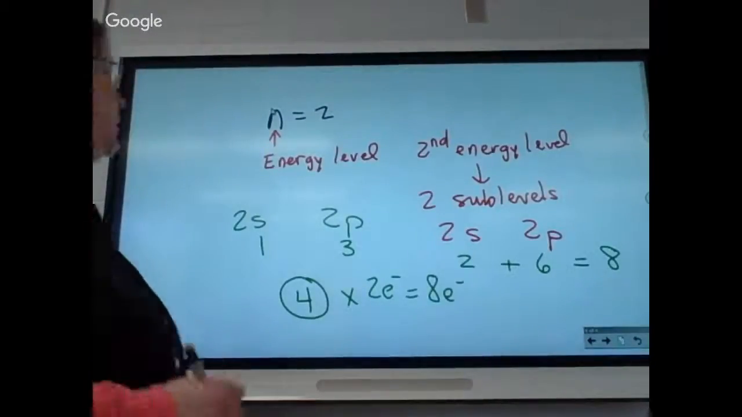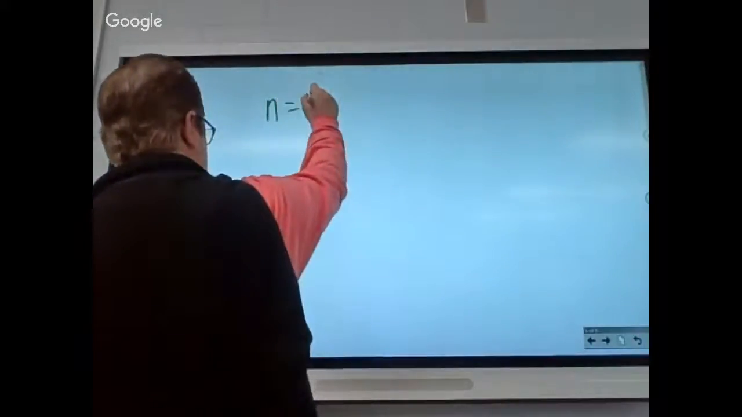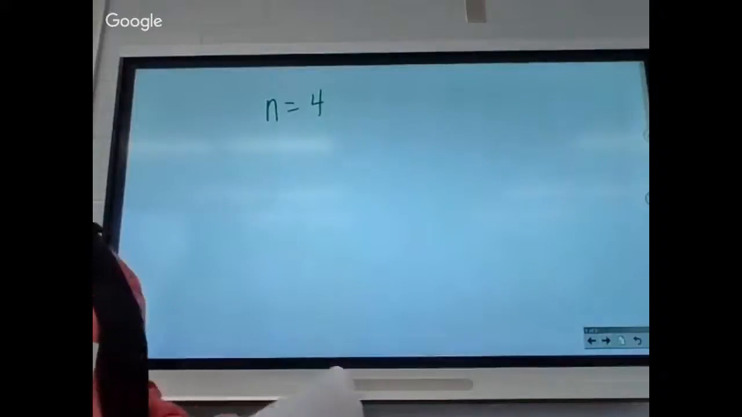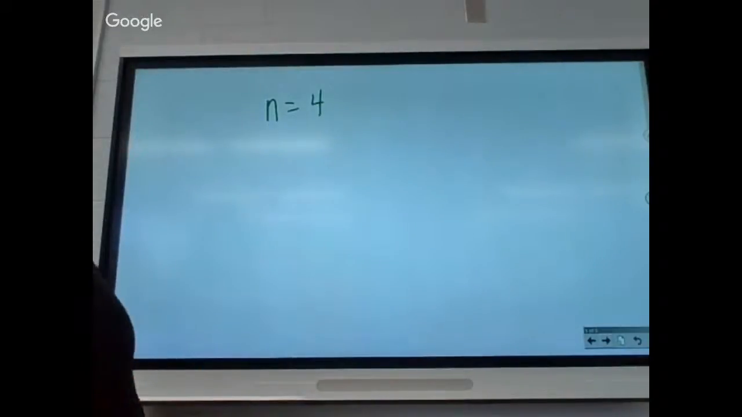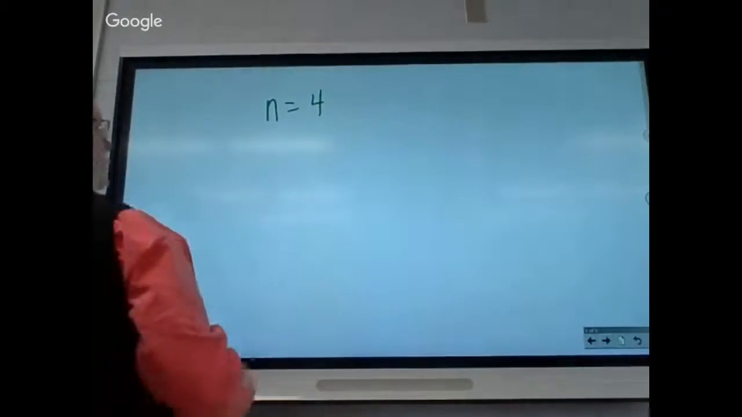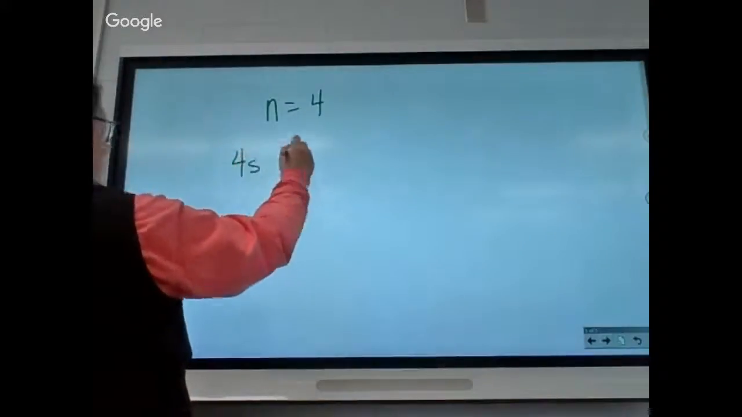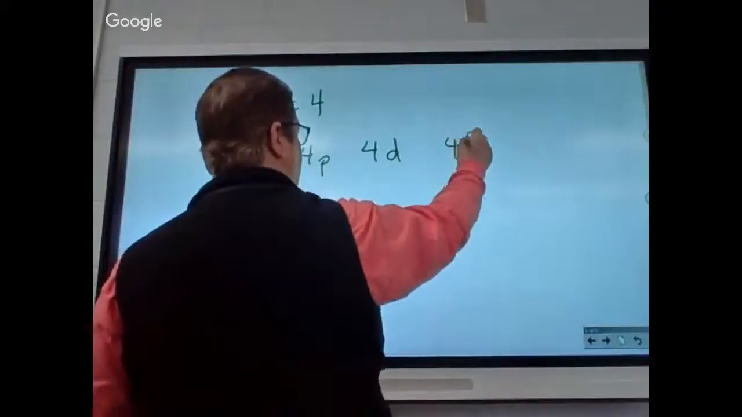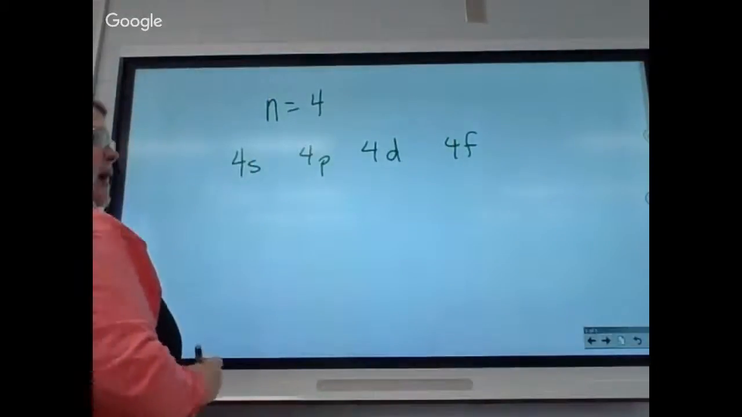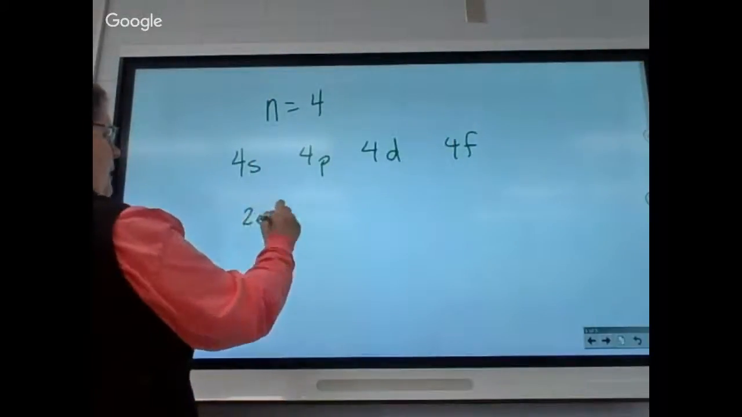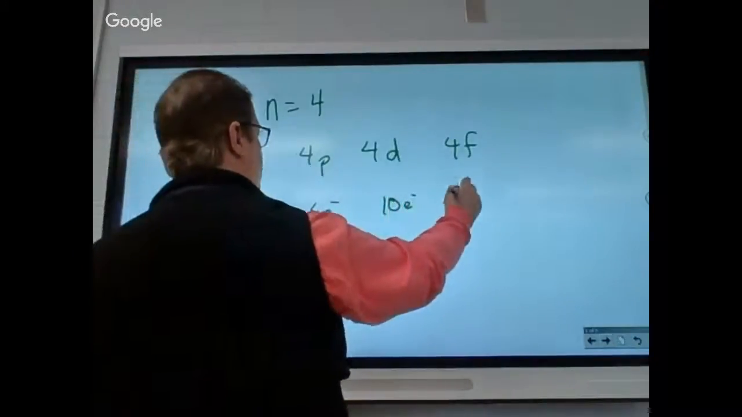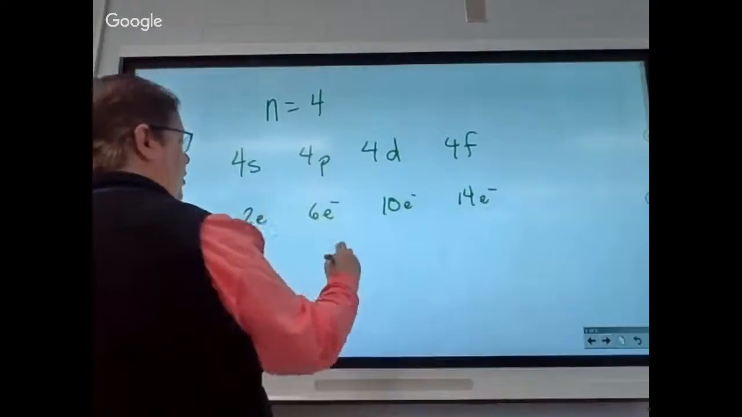Okay? Same thing would happen if N equals 4. Again, that's an energy level. So you have to add up all of the sublevels. So how many sublevels do you have here? 4S, 4P, 4D, and 4F. Okay, how many electrons are in S? 2. In P? 6. In D? 10. And in F? 14. Add it all up, you get 32.